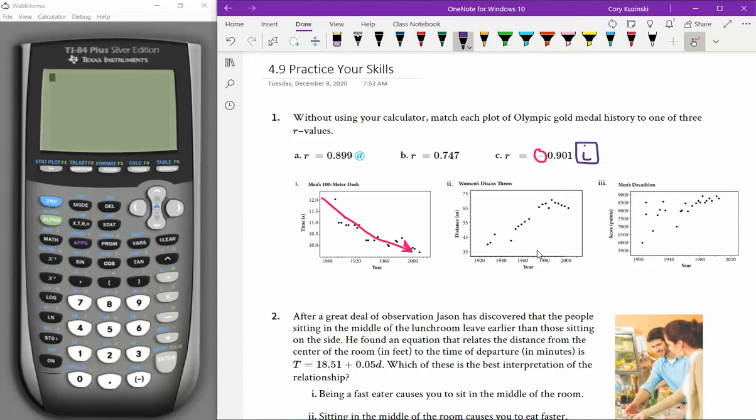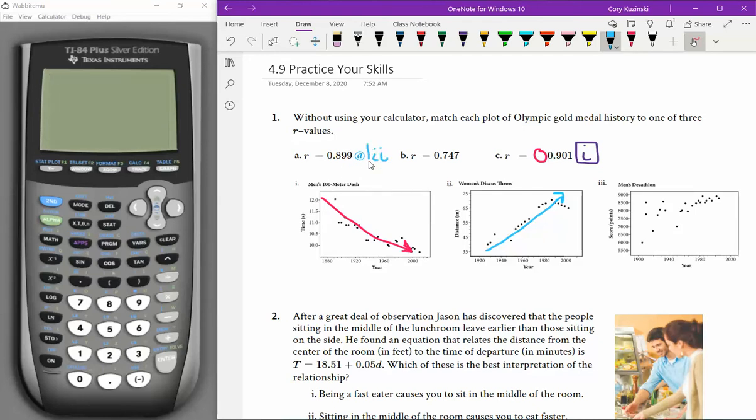All right. Now these two both have positive R values. It's a matter of which one has the stronger relationship. I see this one as being a little bit more spread out. This one is a little bit closer to a straight line. There is this fall off at the end for the women's discus throw. It seems to be coming down over the last 20 years or so. But I think that's a stronger relationship. So that's probably this one right here.